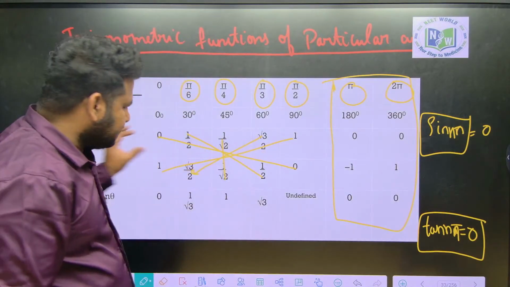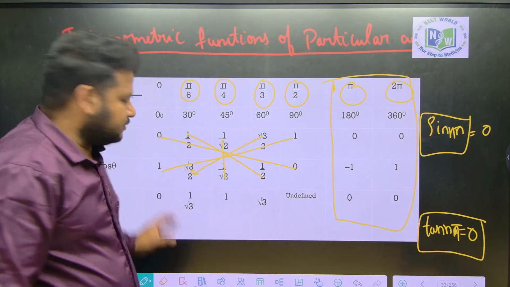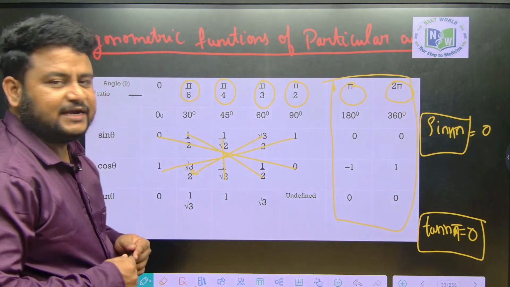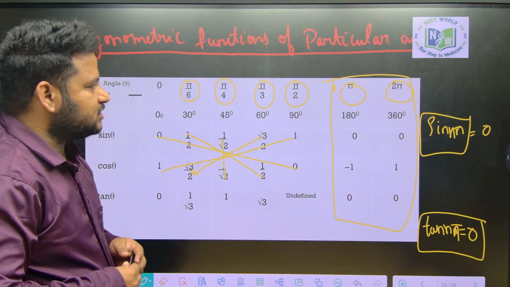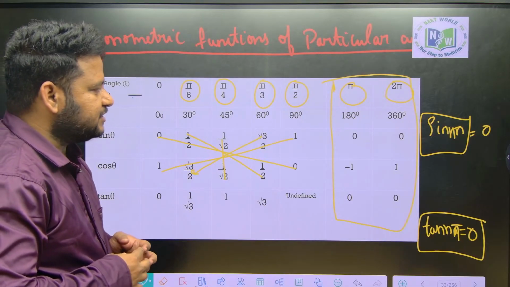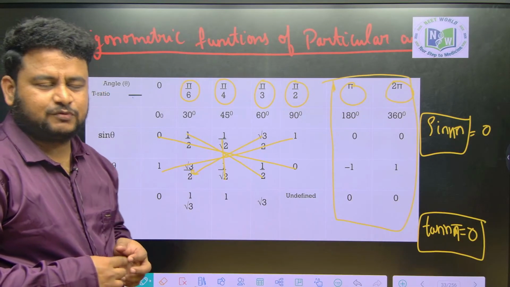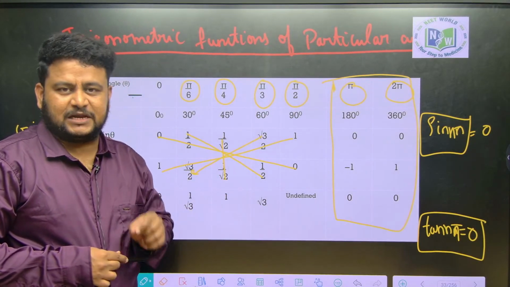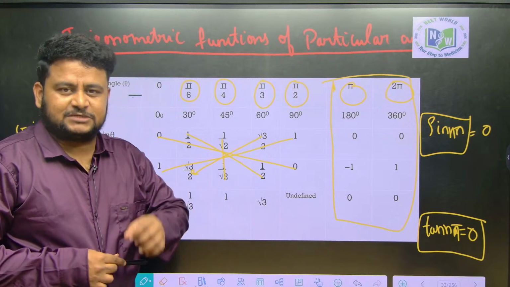Now let us come to cos. Cos is somewhat different. Cos behaves in a different way. See here, cos of 180 degree is minus 1, cos of 2 pi, that is cos of 360 degree, is plus 1. So that means cos of n pi oscillates between minus 1 and plus 1. Let us understand when it is minus 1 and when it is plus 1.